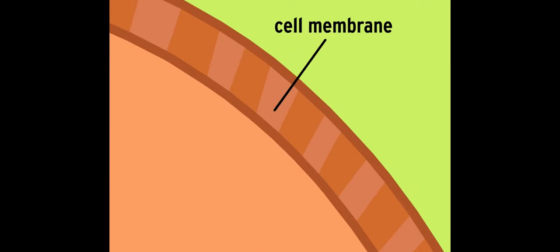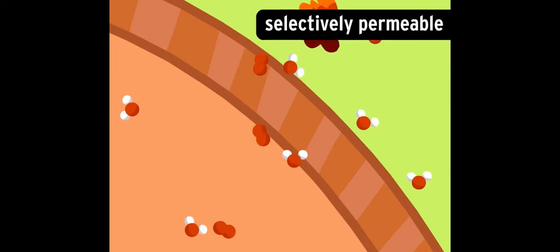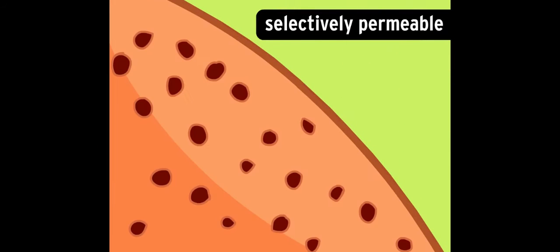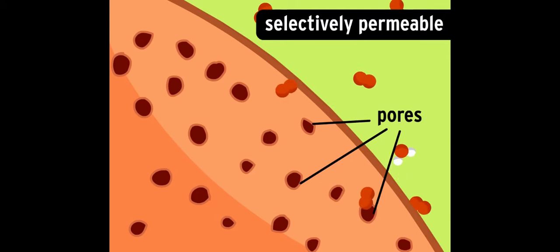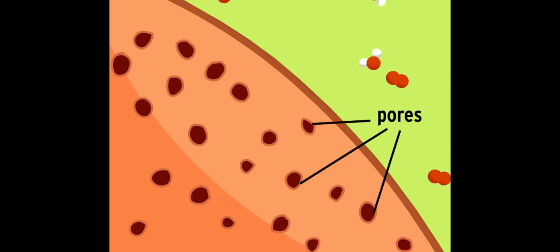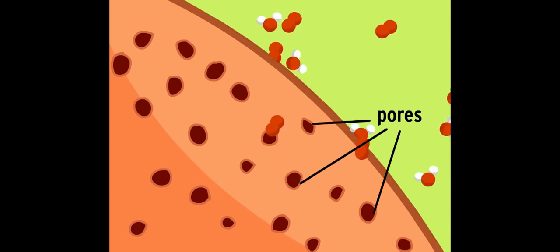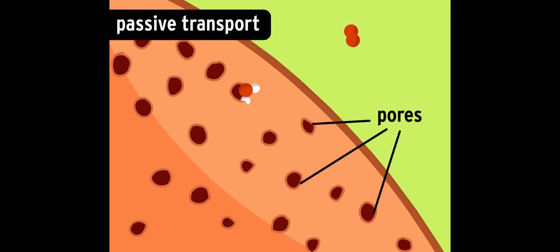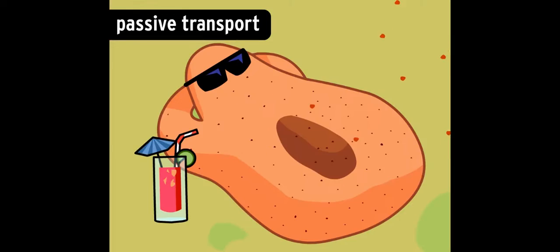Well, cells are surrounded by protective membranes, but the membranes are selectively permeable. They let some things in and keep others out. The membranes have tiny pores in them that allow certain substances, like water and oxygen, to pass through. These substances can move through the membrane without the use of energy on the cell's part. This movement is called passive transport. The cell doesn't have to do anything to make it happen. It just sits there and lets the water, nutrients, and whatever else pass through.